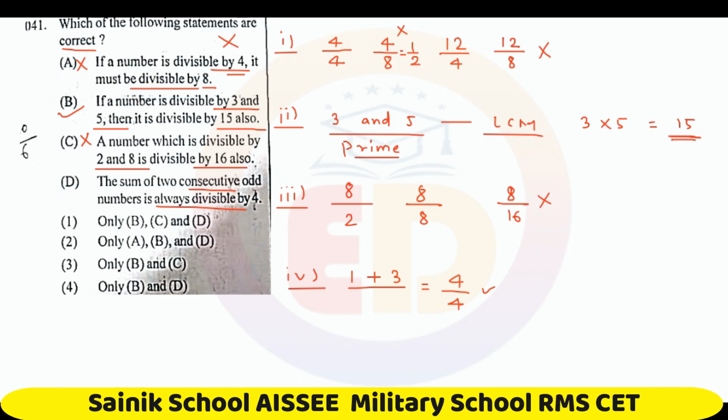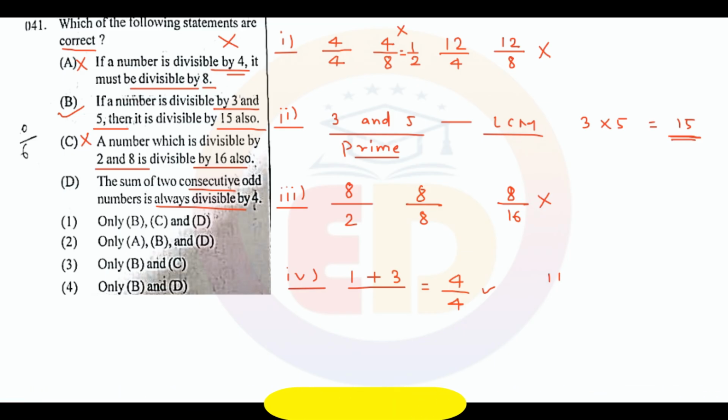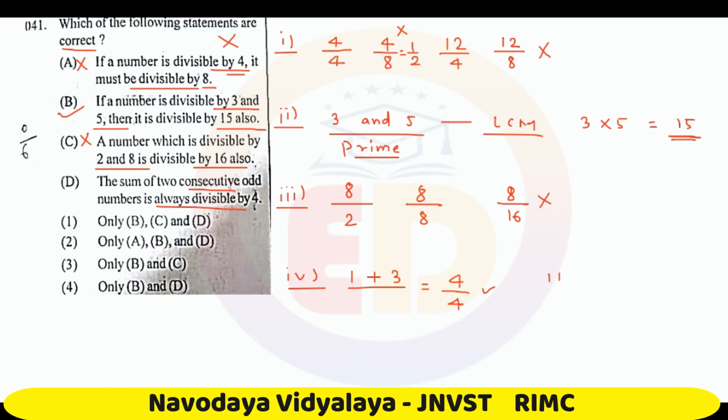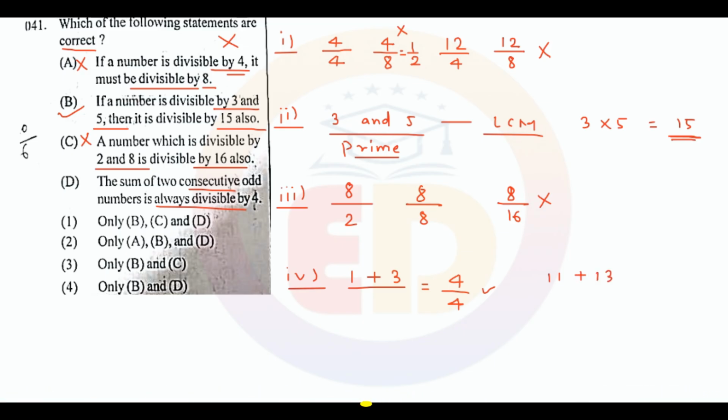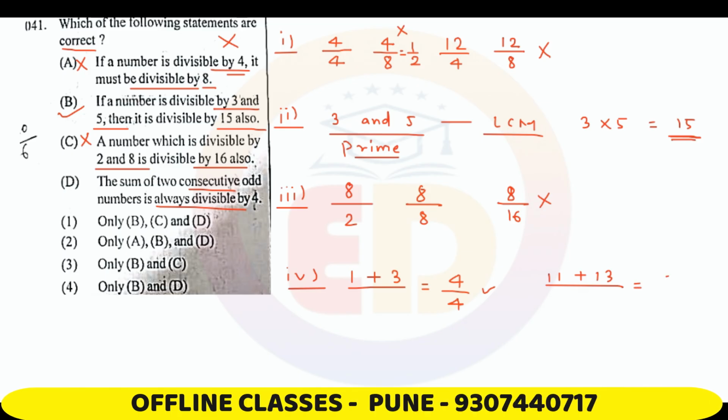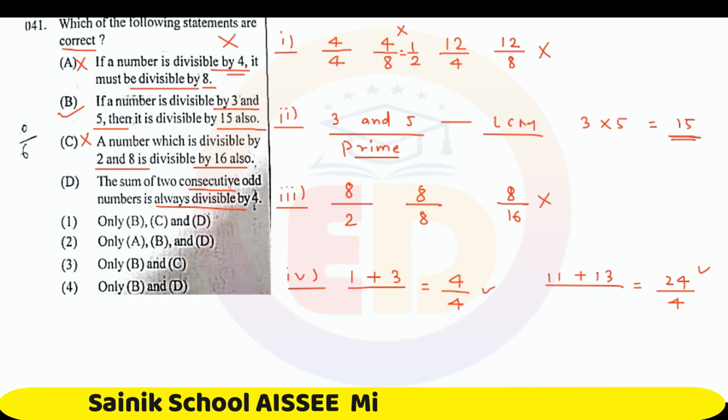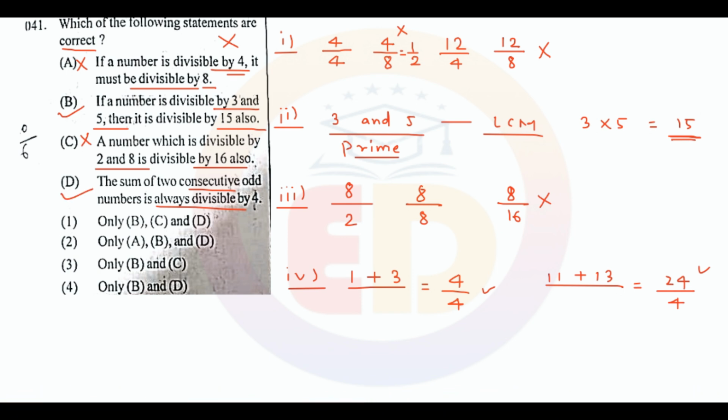To verify, let's take another example. Let's take the odd number 11, and the next consecutive odd number after 11 will be 13. Let's do the sum. 11 plus 13 is 24. Is it divisible by 4? Yes. So option D is correct. The answer is option number 4, only B and D.